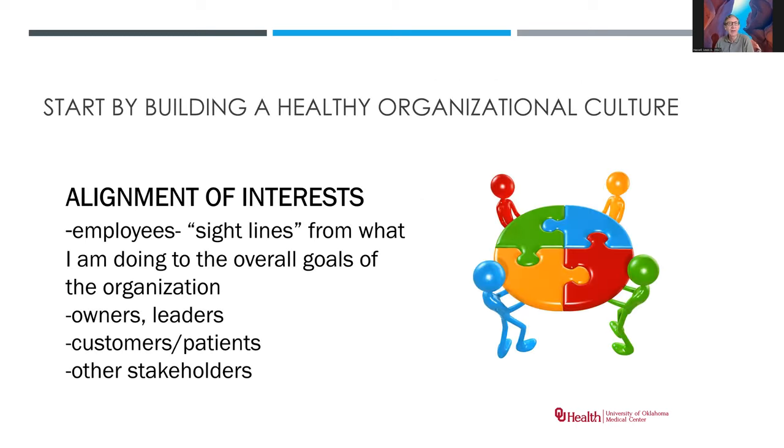So the first is alignment of interests. And this really means that anybody in your organization or that interacts with your organization can see how what they're doing or what they experience, how that leads to and ties into the overall mission and purpose of that organization. So your employees, whether they're sweeping the floors, running a complicated assay, designing a new test, or whatever it may be, they can see and line up how what they're doing makes sense in the sense of the mission and purpose of the organization. That's very important.